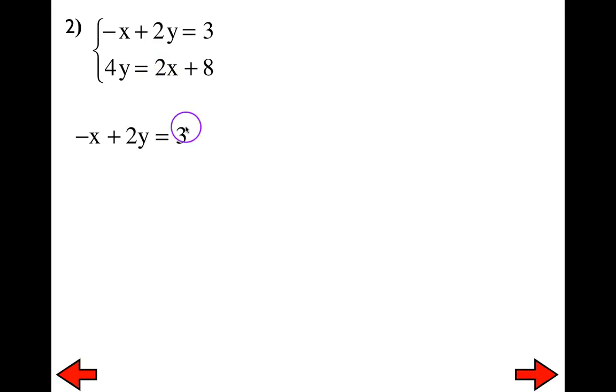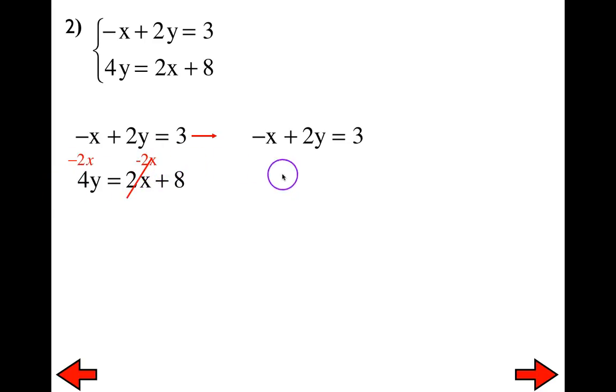So the first equation is going to remain the same. However, the second equation is going to change. So since the first equation is going to stay the same, I'm just going to rewrite it. Since the second equation is changing, I need to get it into standard form by moving 2x from the right over to the left by subtracting 2x from both sides, leaving me with a negative 2x plus 4y equals 8. At this stage, they're both in standard form, which is exactly what I want.